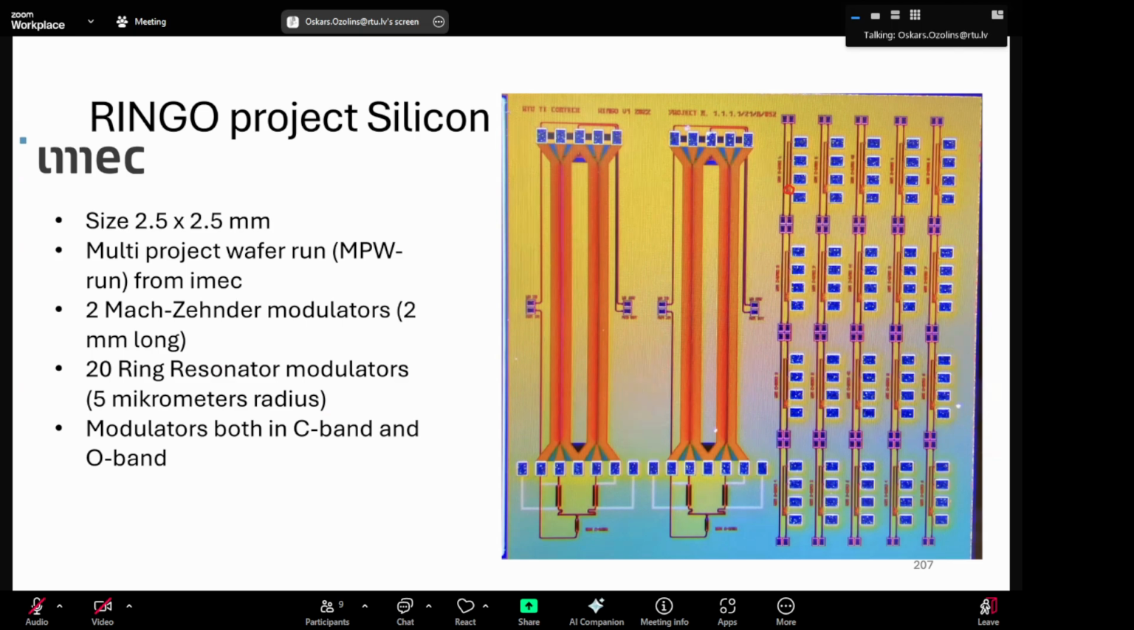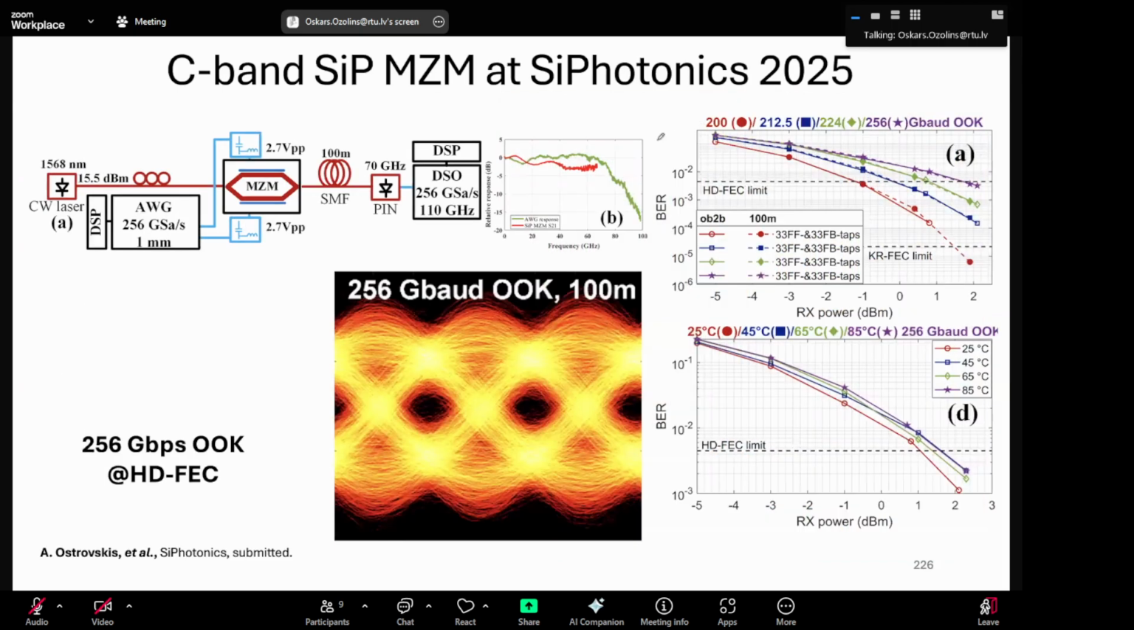So if we go back to this graph, we see that the bandwidth here is like 5 dB, also beyond 70 gigahertz. We didn't measure farther out, so we don't know. But by seeing the results, we managed to achieve even 256 gigabaud on-off keying, which is more than with rings. And also we did the test of different temperature ranges on the chips.